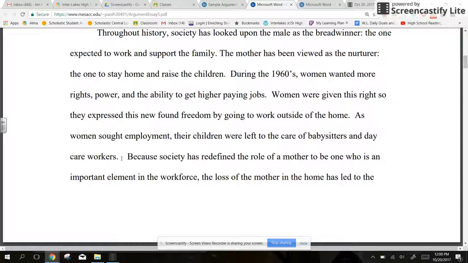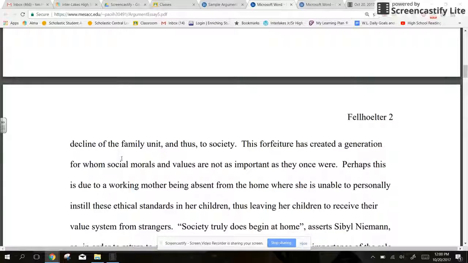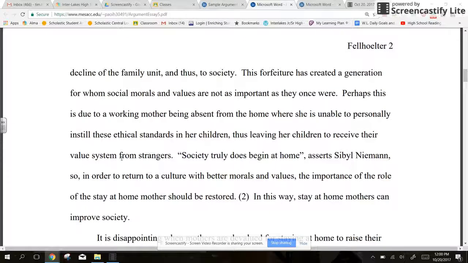Let's push on. Now they're going to make their case. Because society has redefined the role of a mother to be one who is an important element in the workforce, the loss of the mother in the home has led to the decline of the family union and therefore to society. This forfeiture has created a generation for whom social morals and values were not as important as they once were. All right, so here is the central idea of the argument. Okay, they're going to talk about the change in morals. Not that anyone is immoral, but there is a change.